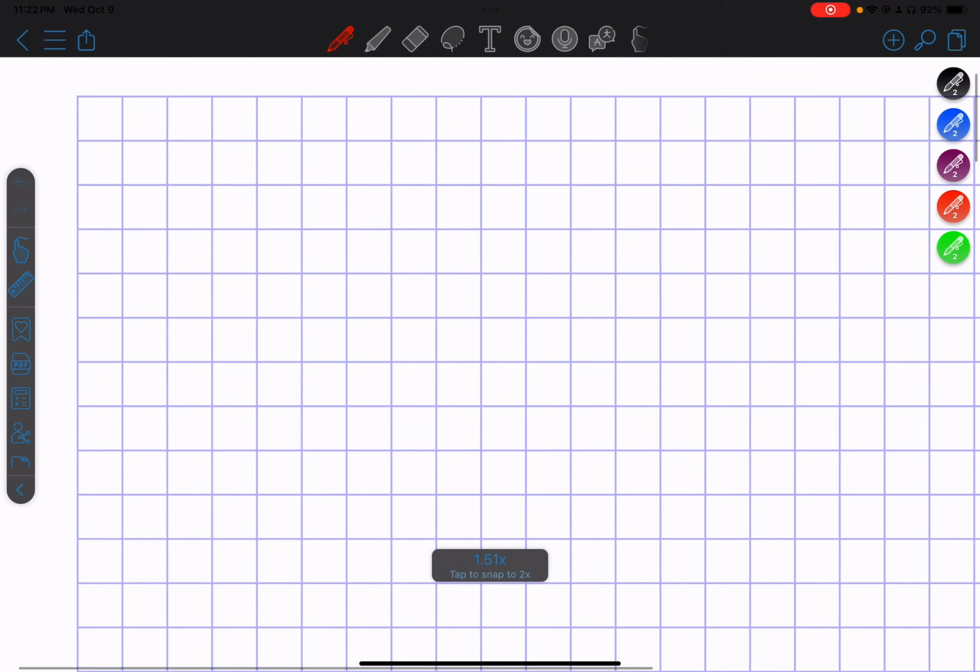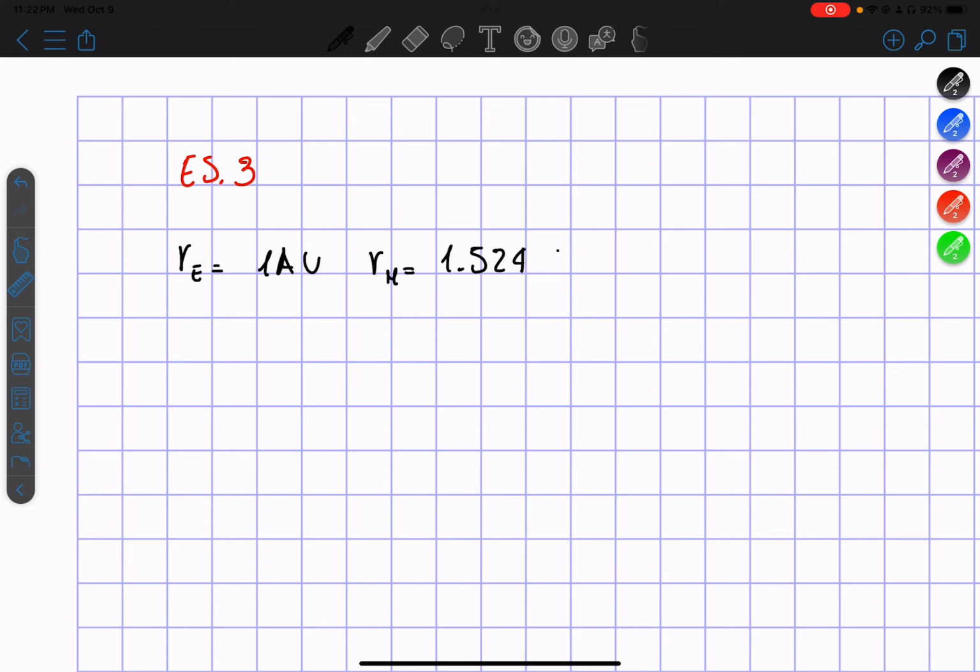All right, so for problem 3, what I have is Earth and Mars are coplanar, so I don't have to worry about any inclination. The distance of Earth from the Sun is 1 AU, and the distance of Mars from the Sun is 1.524 AU.